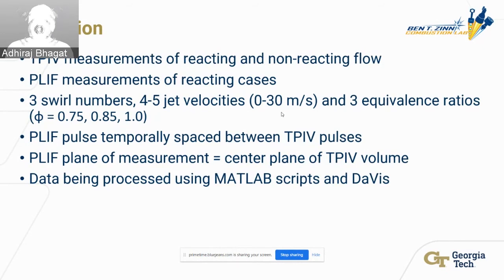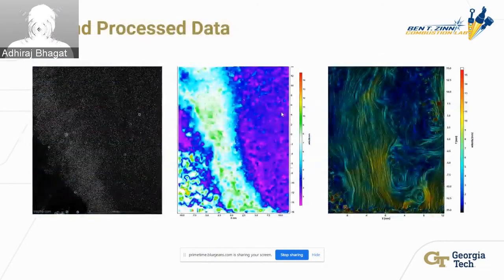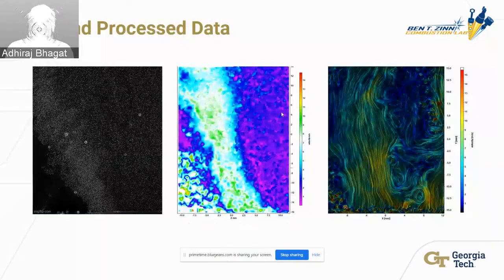And this ensured that we would get data at the same instant and comparable data. And the PLIF plane of measurement was the center plane of the ThermoPIV volume. We have, again, MATLAB scripts and Davis scripts processing this data simultaneously. And these are just a few images of some data we acquired.